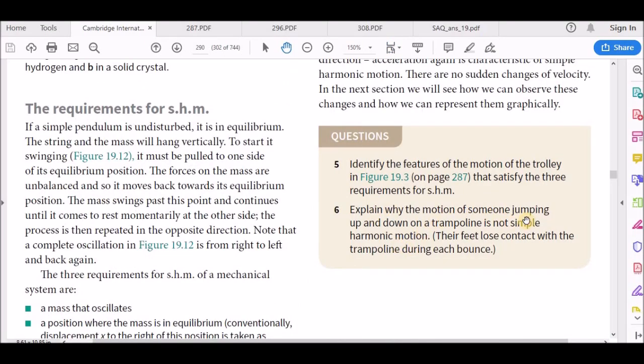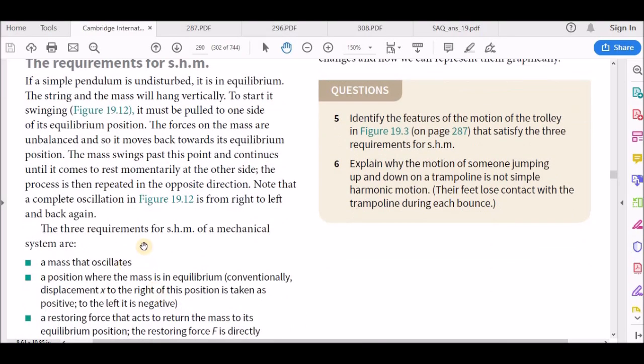Sixth one. Explain why motion of someone jumping up and down on a trampoline is not simple harmonic motion. Their feet lose contact with the trampoline during each bounce. So in the case of a person jumping up and down, first, we have the mass. We have a mass, but look at this.